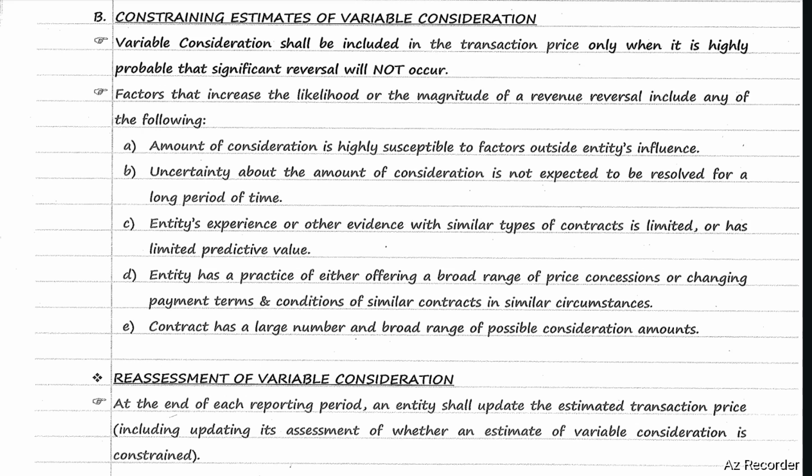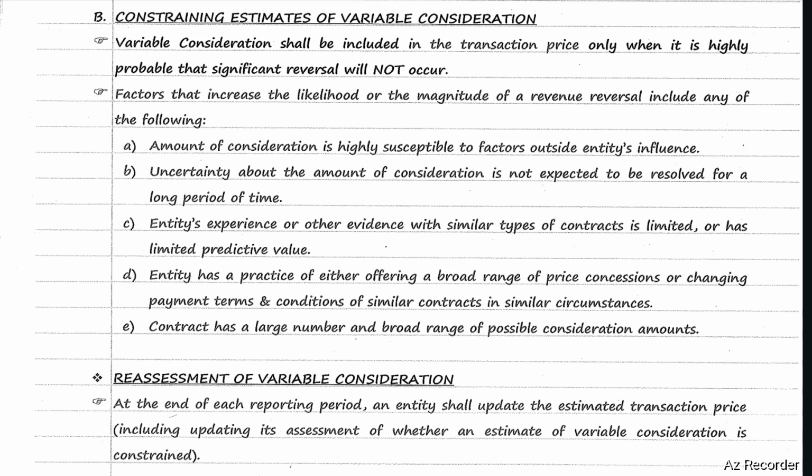What are the factors that increase the likelihood or magnitude of a revenue reversal, including any of the following? These are the factors which increase the likelihood, that means probability, or magnitude of revenue reversal. Amount of consideration is highly susceptible to factors outside the entity's influence. Uncertainty about the amount of consideration is not expected to be resolved for a long period of time. Entity's experience or other evidence with similar types of contracts is limited or has limited predictive value.